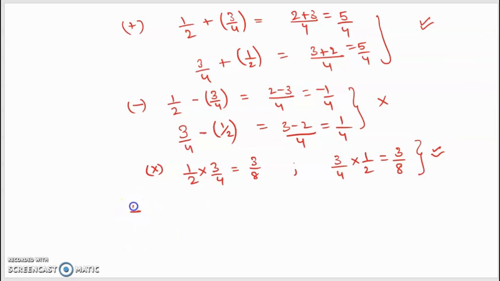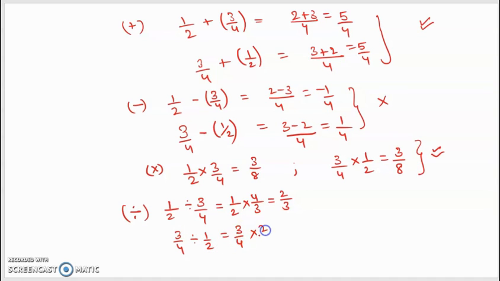The last operation, division. So 1 by 2 divided by 3 by 4 gives me 1 by 2 into 4 by 3, which is 2 by 3. Now exchanging the position, 3 by 4 divided by 1 by 2 gives me 3 by 4 into 2 by 1, which is 3 by 2. So I can clearly see the results are different, hence it does not follow the commutative property.